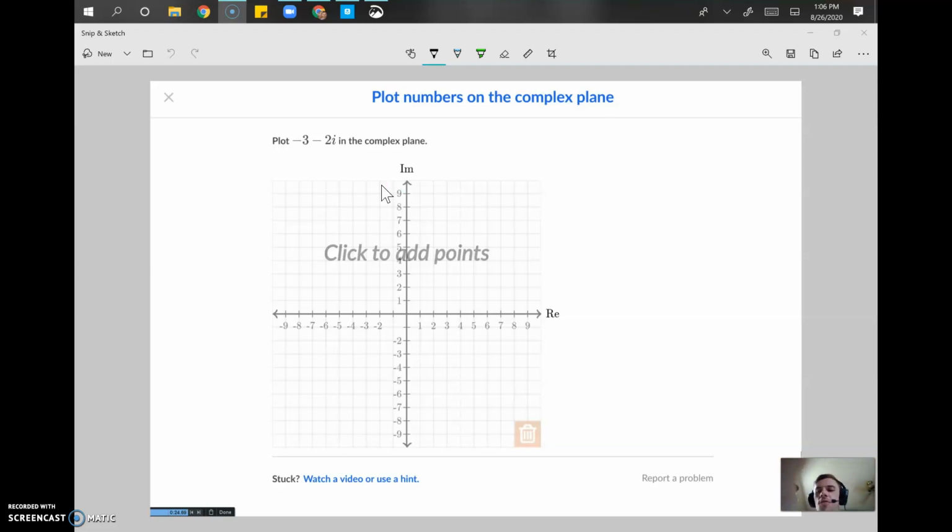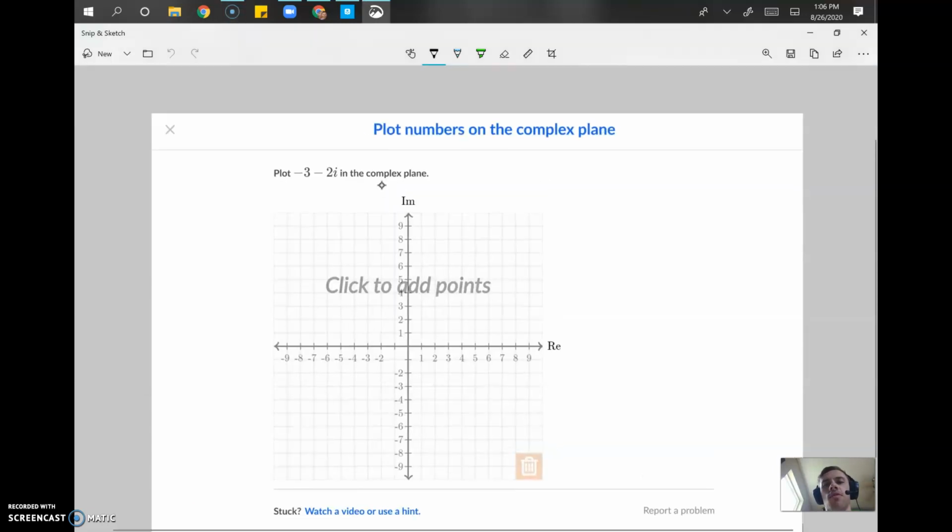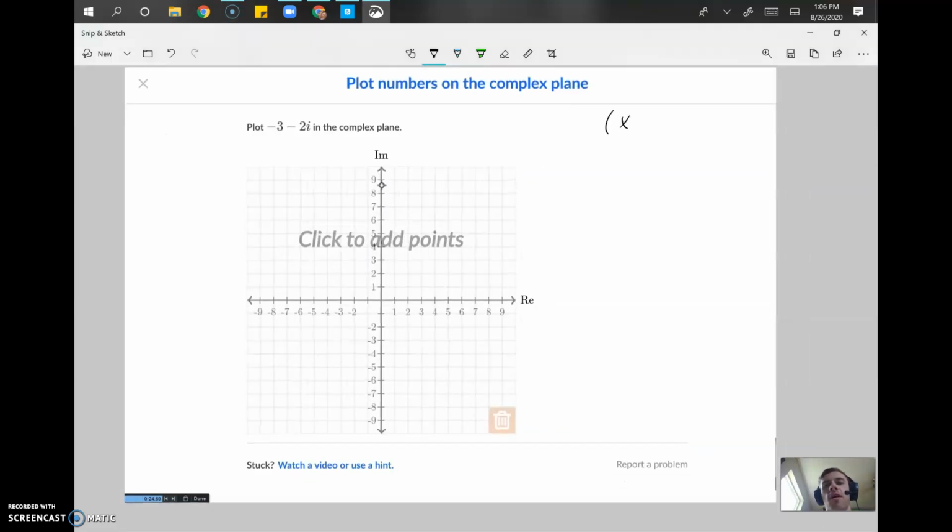I just want to point out a couple things. Plotting numbers on a complex plane is as simple as plotting normal coordinate points. Normally we plot x comma y, and normally this is the x-axis and this is the y-axis. Now this is a complex plane, so technically it's not the same kind of coordinate plane that you're used to, but it works the same way.